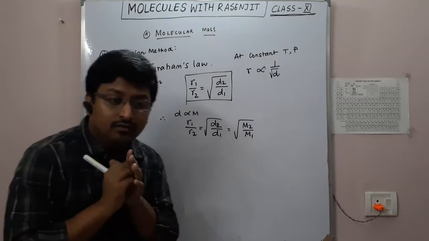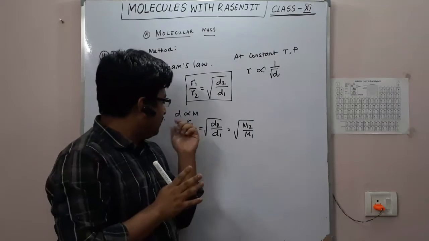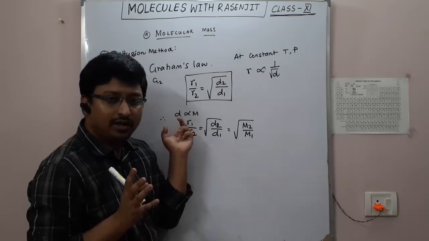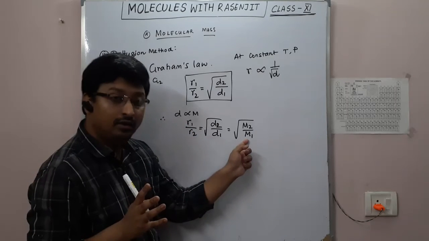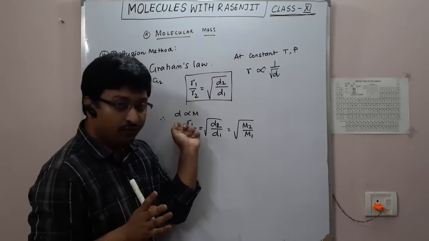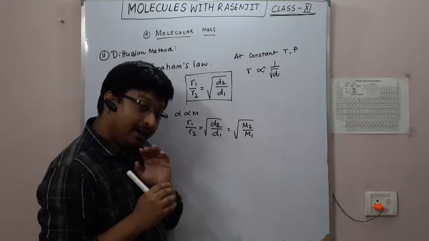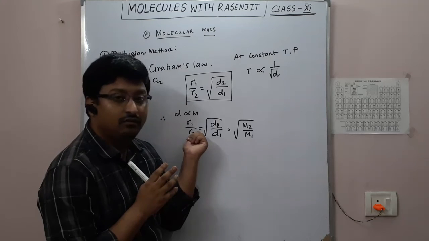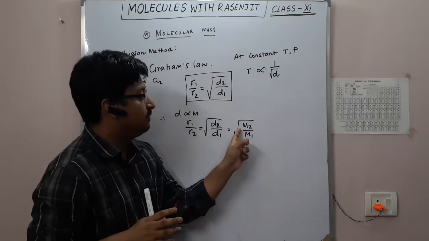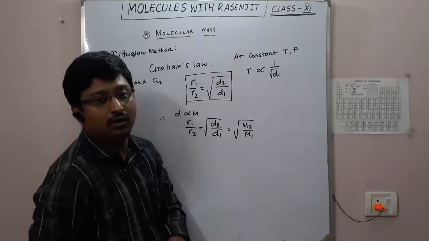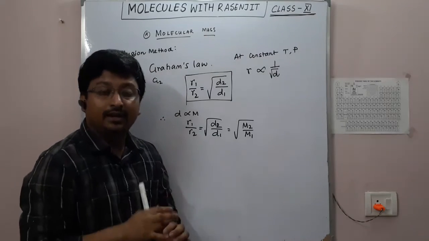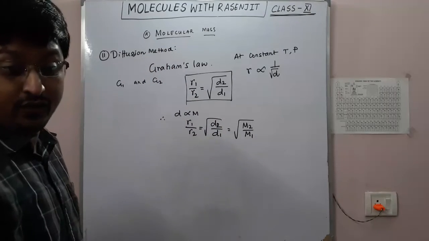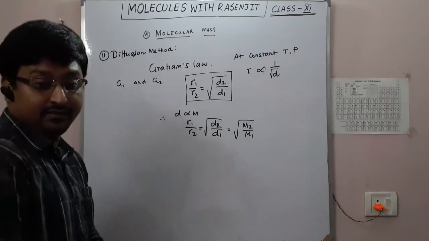Now, if we know a known molecule, its molecular mass and its rate of diffusion at that particular temperature and pressure, and we are able to calculate the rate of diffusion of the unknown molecule, we can easily calculate the molar mass of the unknown molecule. So this is another way to determine the molecular mass of an unknown substance using the diffusion method. Okay.